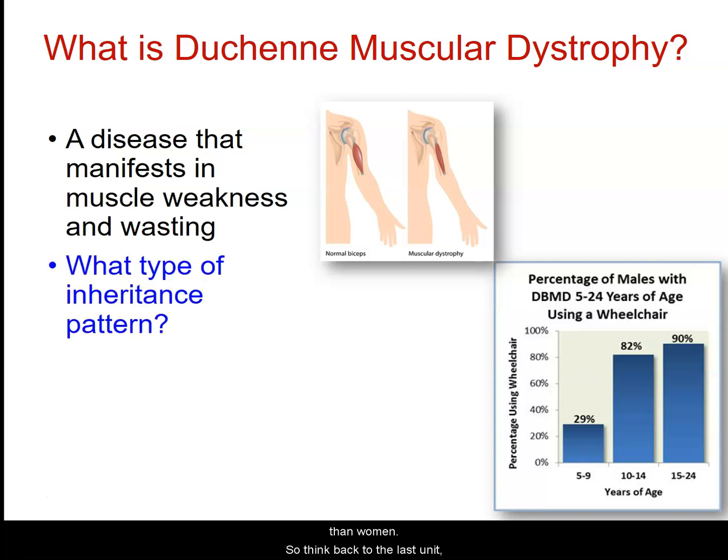So think back to the last unit, and if you have a situation where you have a human disease that appears more in men than in women, what does that tell you about the way that it's inherited? I'm going to let you think about that on your own.